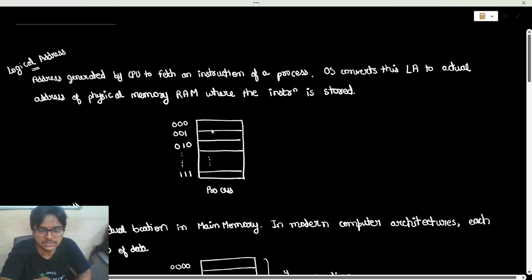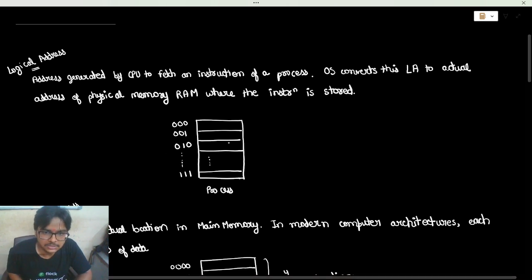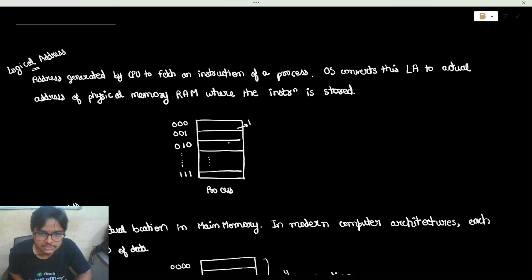This process has instructions stored in it. Obviously a process is a set of instructions. Now an instruction size can be of any bytes, but there is an address given to each memory location of a process. For example, this particular location is 1 byte, and this is also 1 byte. These are the smallest addressable unit of a process, and this is what we call logical address.